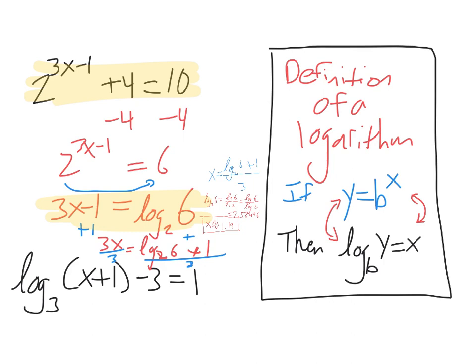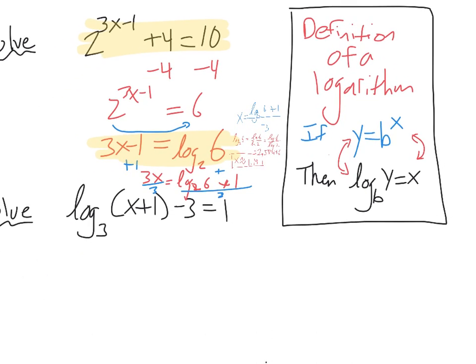Well, now we're going to reverse that. Here we have an equation that is a logarithm, so let's solve that. We've got to get the logarithm all by itself. This is log base 3 of x plus 1, and there's something out here that we've got to get rid of, so we move it to the other side. We have log base 3 of x plus 1 equals 4. Now this is in logarithmic form, so we're going to change it into exponential.